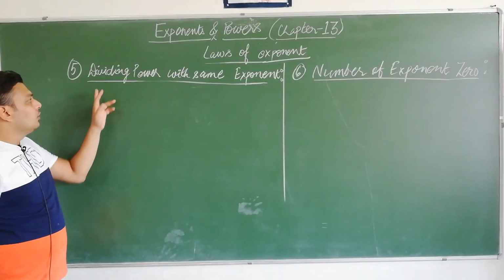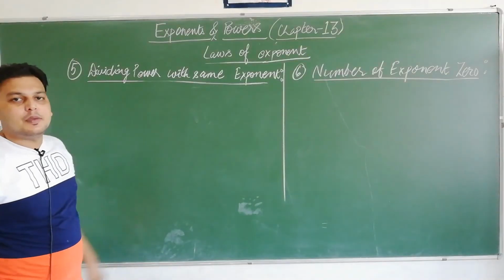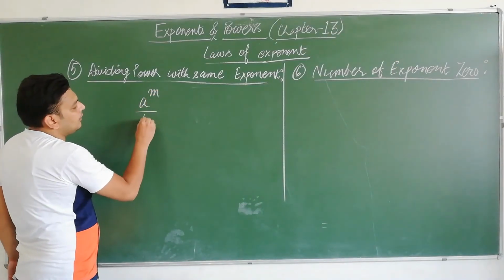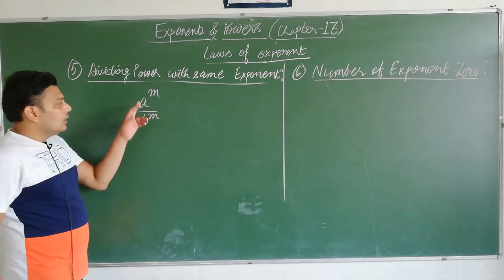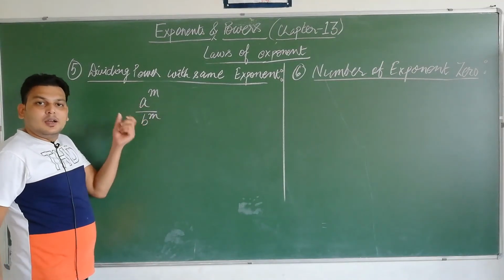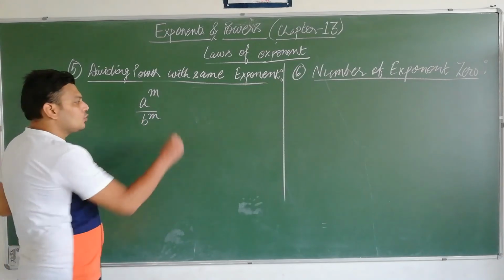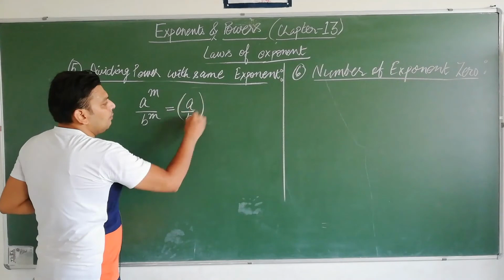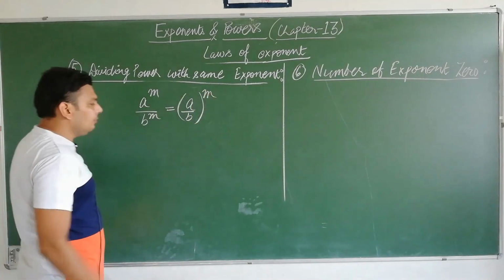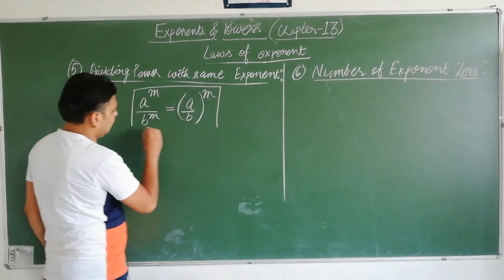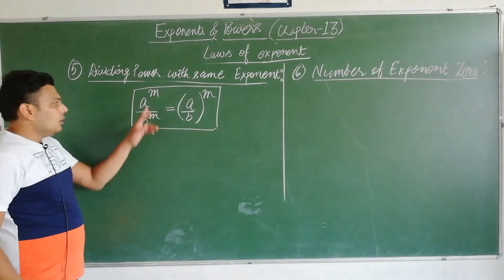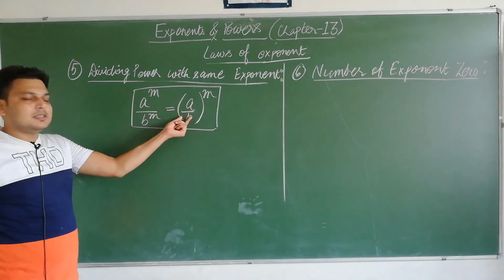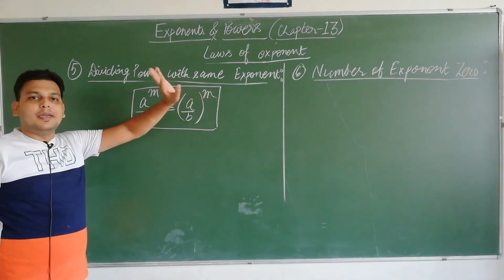Moving to the fifth law, which says dividing powers with the same exponent, meaning a to the power m divided by b to the power m. Here the base numbers are different but their power is the same. So it can be written as a divided by b, to the whole power m. Okay. So if the powers are the same and the base numbers are different, we will directly divide the base numbers and the power will remain as it is.